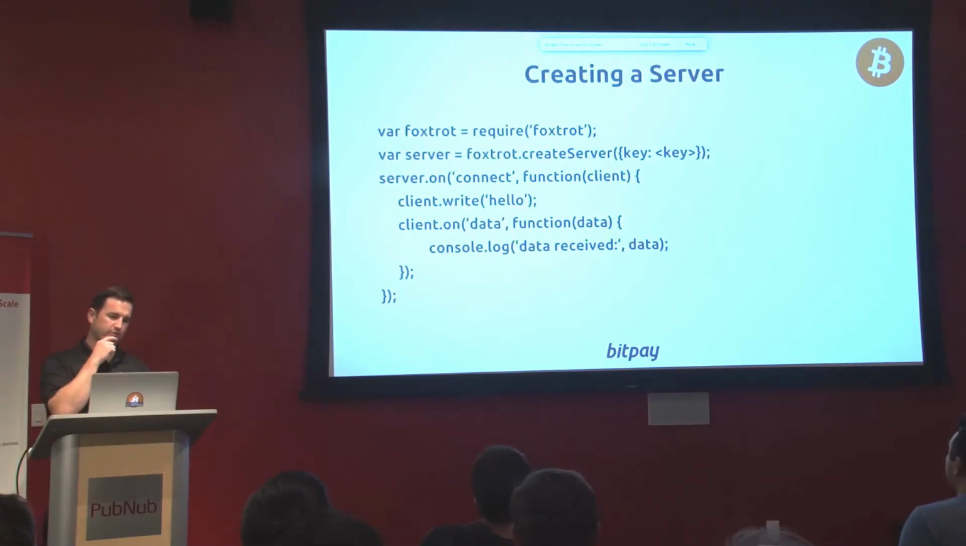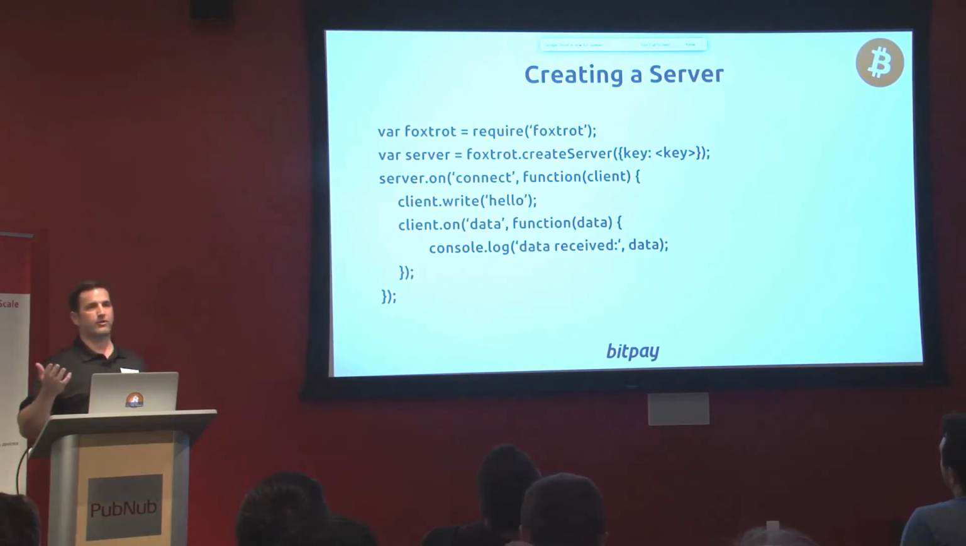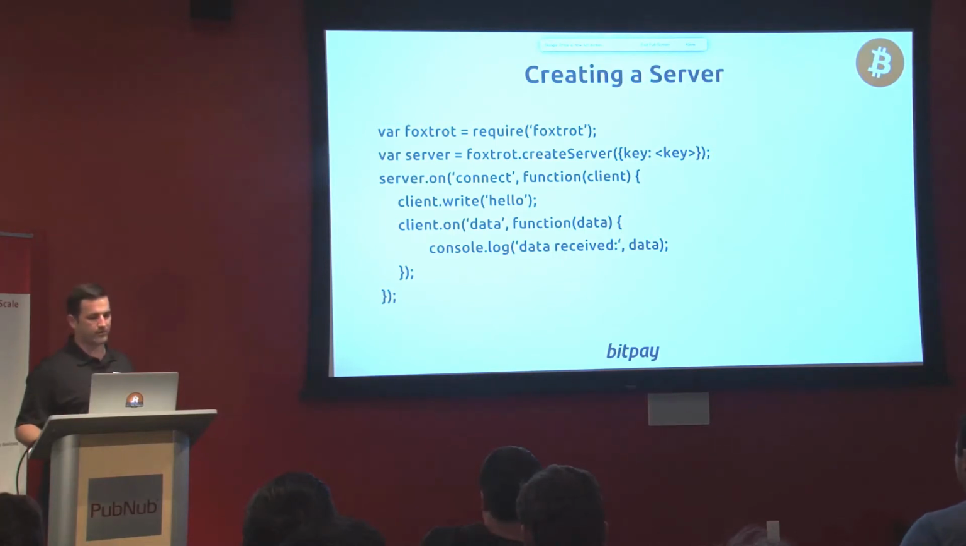All right, so here's a little code example. This is if you want to create a server. What you would do is require the Foxtrot node module, and then call the create server method, which is the same thing that the network module in Node.js uses. And then you would put a handler in there for the connect event, and when you get a connection, you can start writing to the client. So that's all the code that's required to create a server with Foxtrot.